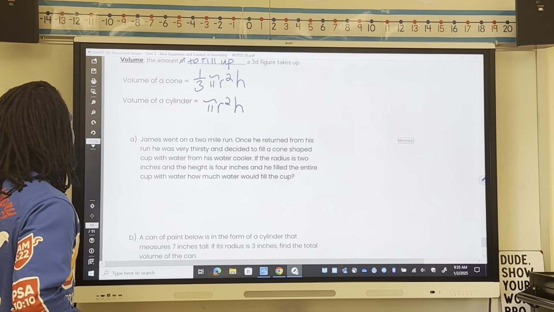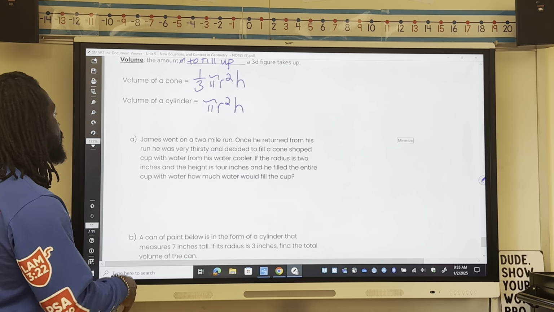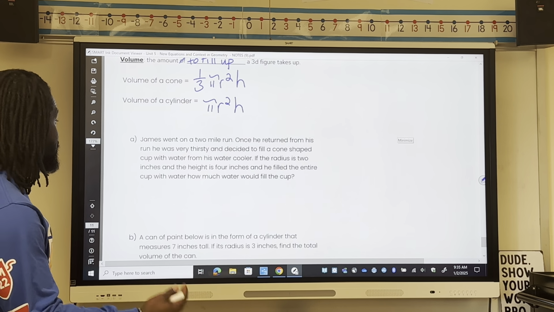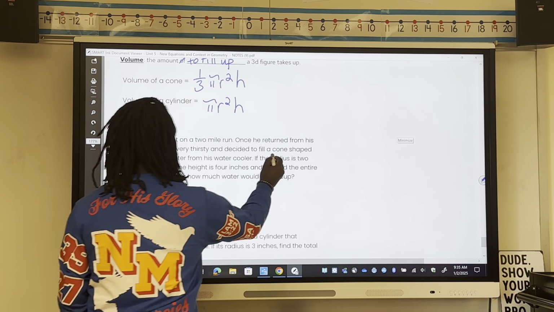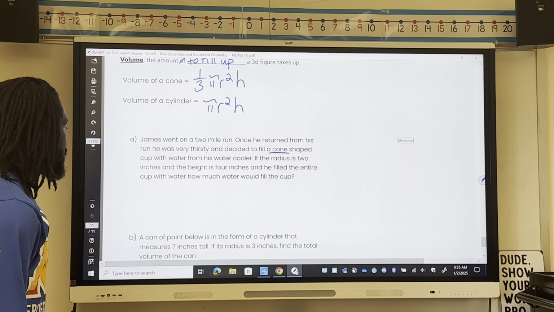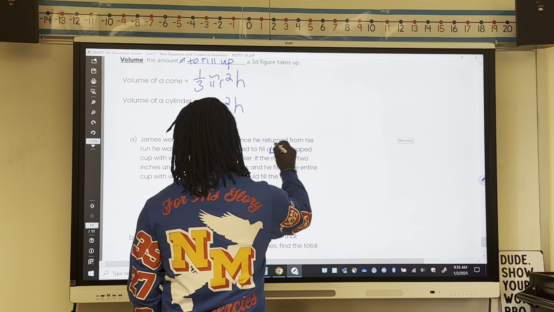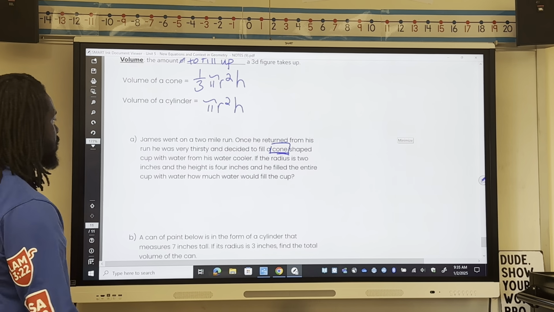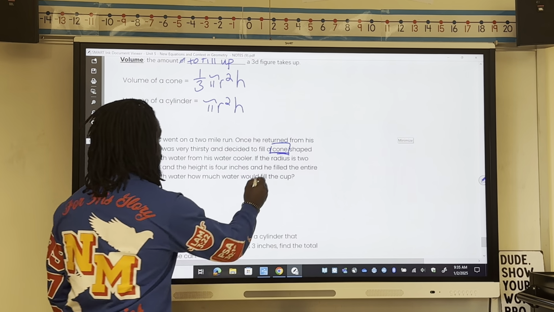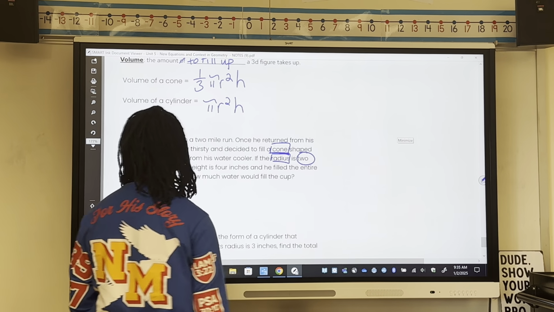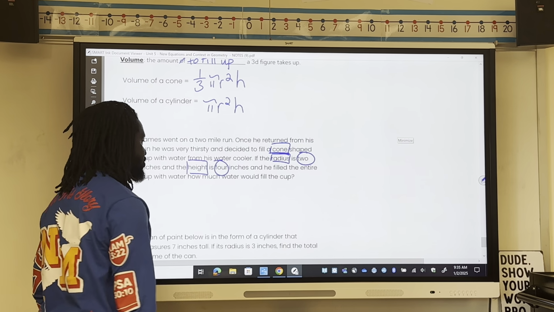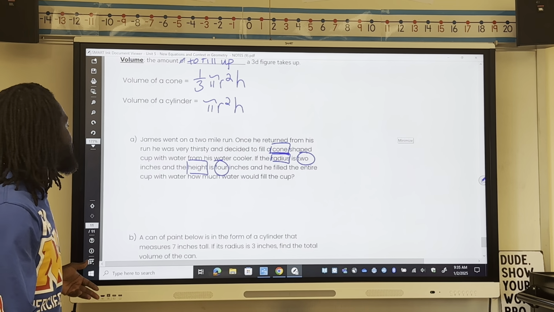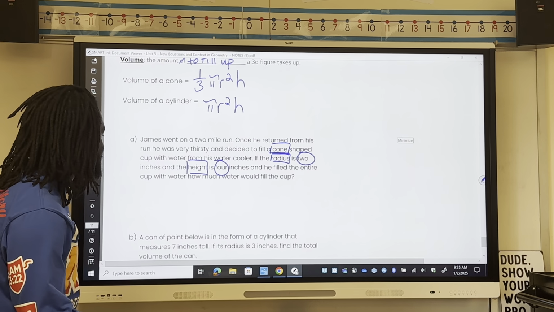All right. So James went on a 2-mile run. Once he returned from his run, he was very thirsty and decided to fill a cone shaped, so we got a cone here, okay, that's important, with water. And let's box that. We boxed keywords. From his water cooler. If the radius, that's important, radius is 2 inches and the height is 4 inches, if he filled the entire cup with water, how much water would fill the cup?